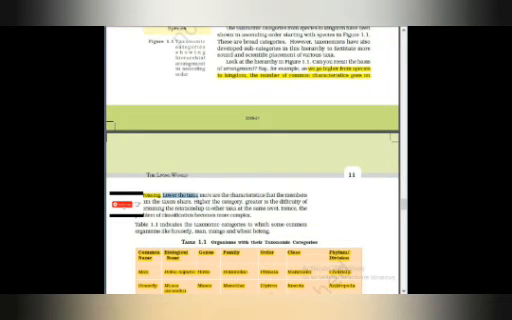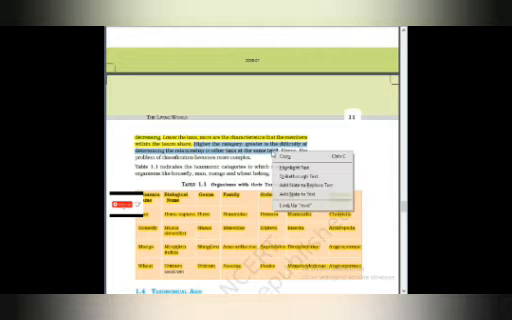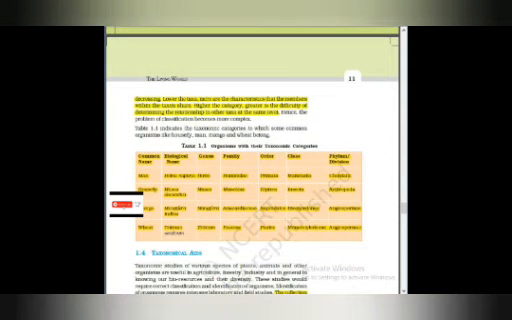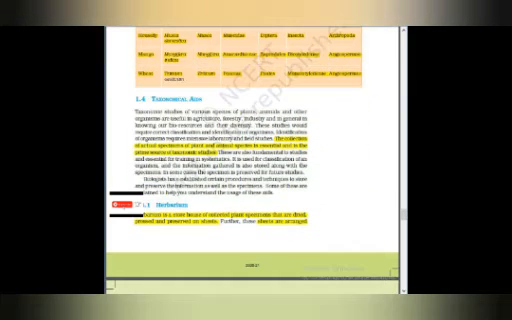And the lower the taxa, the more characters the members within the taxon share. This is an important point. Higher the category, greater is the difficulty of determining the relationship with the taxa at the same level. This is also an important point. Now this table is also important. You should go through this table. Questions can be asked from this table also.